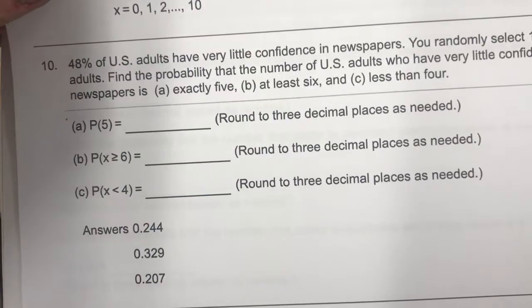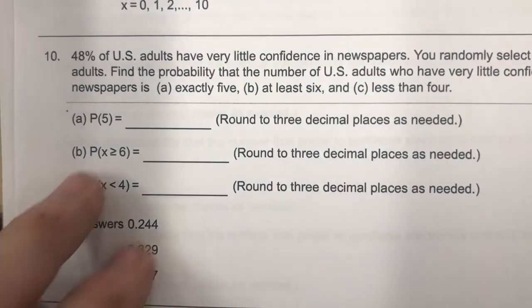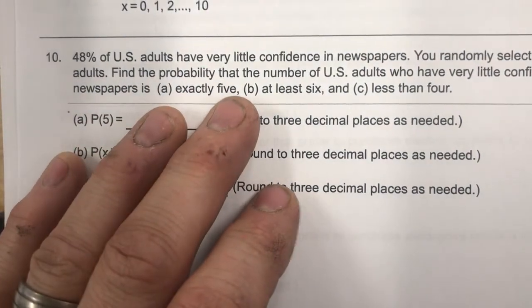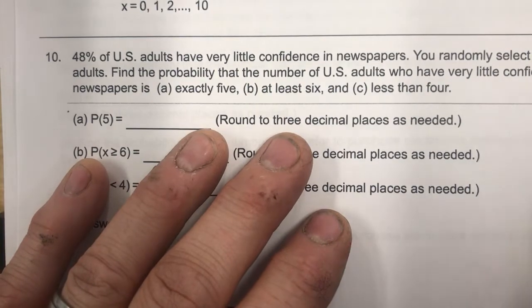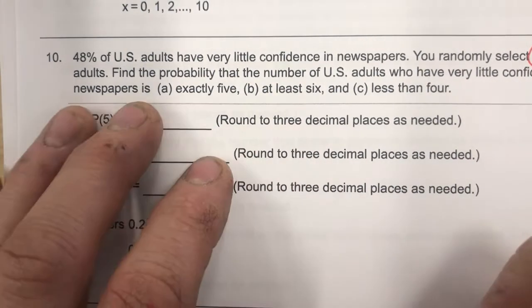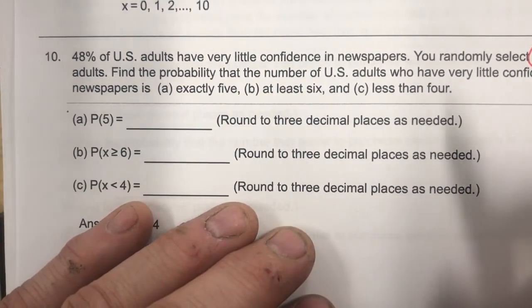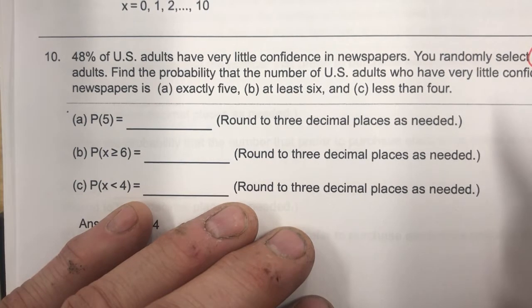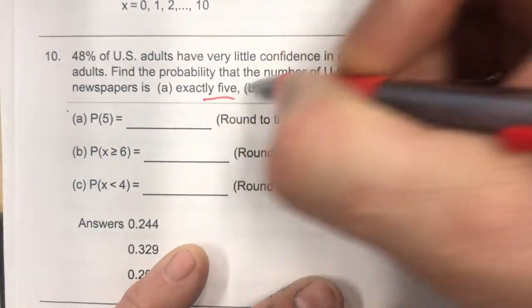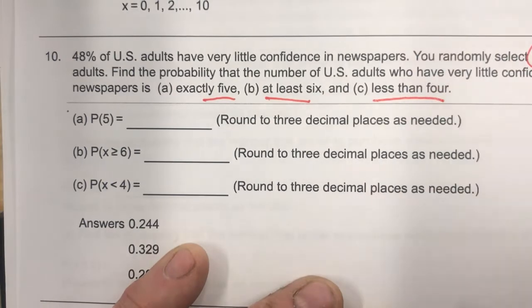Okay, number 10 here. 48% of U.S. adults have very little confidence in newspapers. You randomly select 10 U.S. adults. Find the probability that the number of U.S. adults who have very little confidence in newspapers is exactly 5, at least 6, or less than 4.